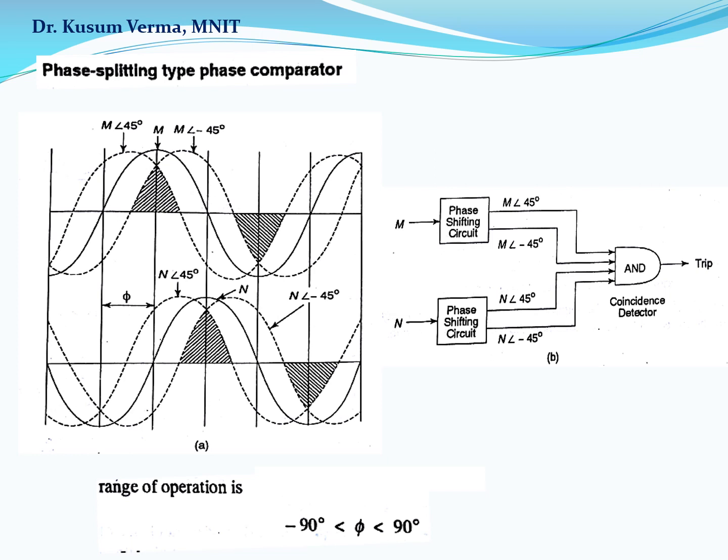An AND gate is used as a coincidence detector here, and the coincidence of all the four signals occurs only when phi is less than 90 degrees. So the full range of operation is defined as phi lying between minus 90 and plus 90 degrees. This technique is also known as the direct comparison technique. The shaded portion in figure A is used to show positive values simultaneously, that is, the relay will trip only for phi less than 90, and when phi is equal to 90, the relay does not trip.